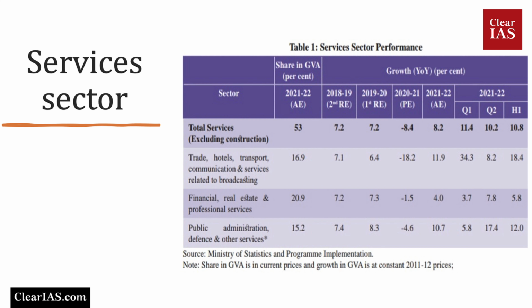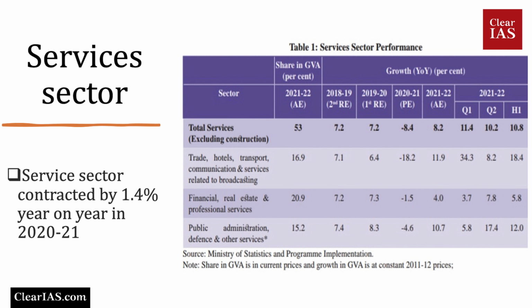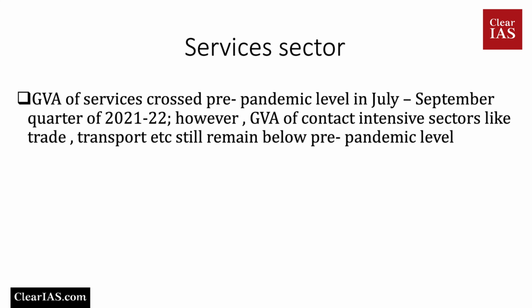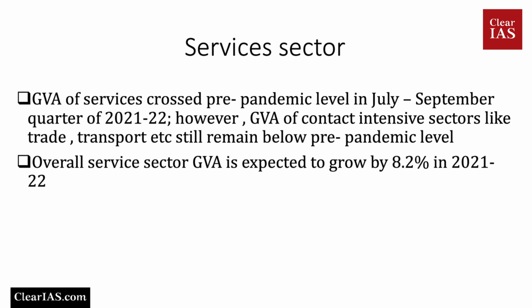Coming to the performance of service sector, the service sector contracted by 1.4% year-on-year in 2020-21. GVA of services crossed pre-pandemic level in July to September quarter of 2021-22. However, GVA of contact-intensive sectors like trade, transport, etc. still remain below pre-pandemic level. Overall service sector GVA is expected to grow by 8.2% in 2021-22.